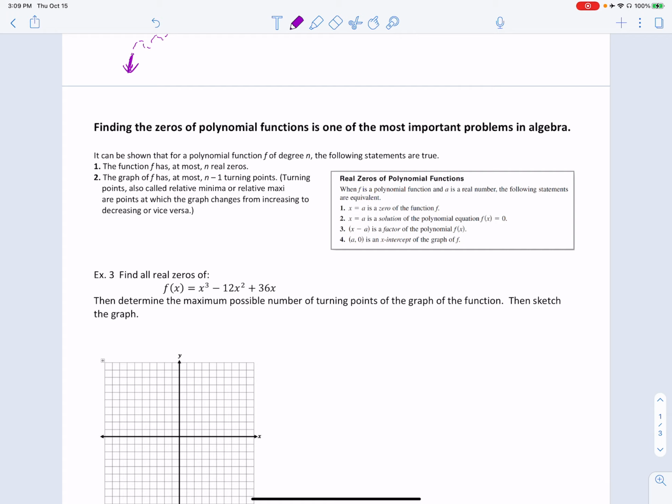And so the real zeros of a polynomial function: when f is a polynomial function and a is a real number, the following statements are all saying the same thing. X equaling a is a 0. X equaling a is a solution when f of x is 0. X minus a is a factor of the polynomial, and the point (a, 0) is an x-intercept of the graph.